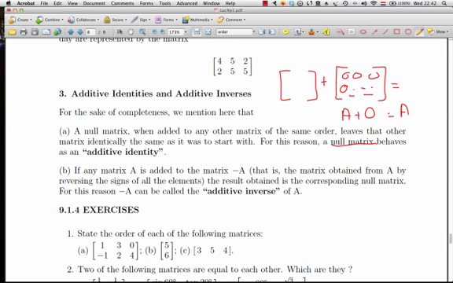Not very shocking. Then obviously if I have an inverse matrix, an additive inverse, meaning that I have a matrix and I add the inverse matrix, then obviously the result is then the null matrix. And in this case, this is the additive inverse matrix of A.